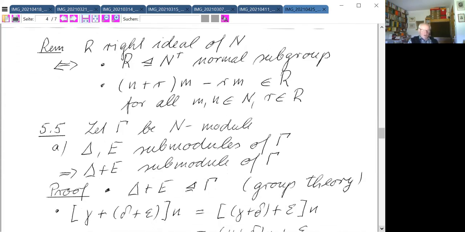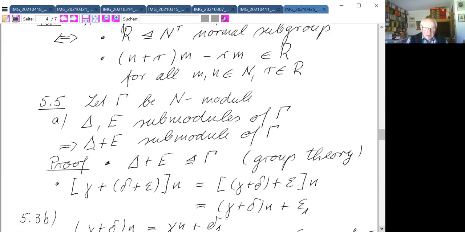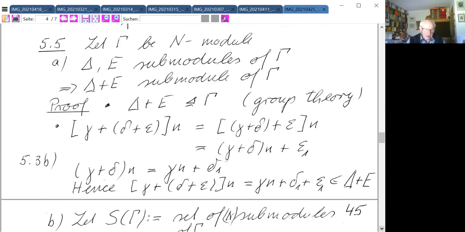We are accustomed, from ring theory and module theory, to compute in various ways with submodules. Quite a few things might be copied. Let gamma be an N module and consider two submodules, delta and epsilon. This is supposed to be Greek epsilon. Then we may form delta plus epsilon, and this is again a submodule. Proof is relatively easy.